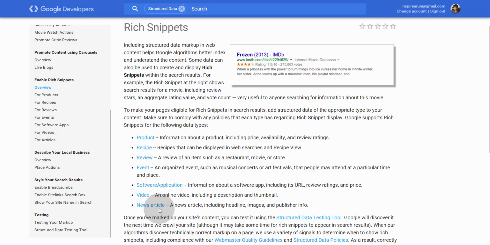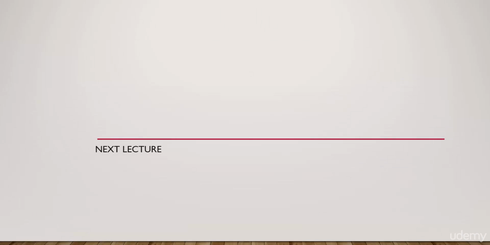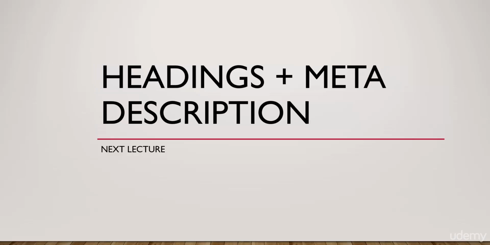The most common rich snippets used by websites are related to video, that is, movies and TV series. You can see the famous IMDb website, which uses the movie rating as a rich snippet. The second most used rich snippet belongs to the product or online e-commerce sites. In the next lecture, you are going to learn how to use the headings and meta description tags to increase the CTR of your post in Google search results.